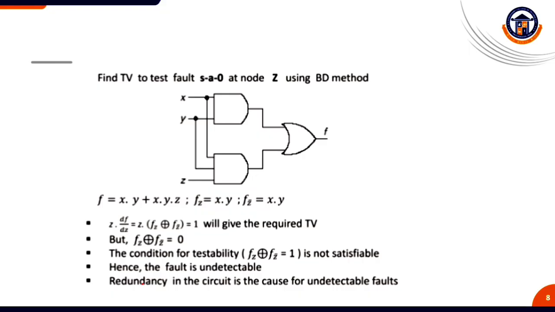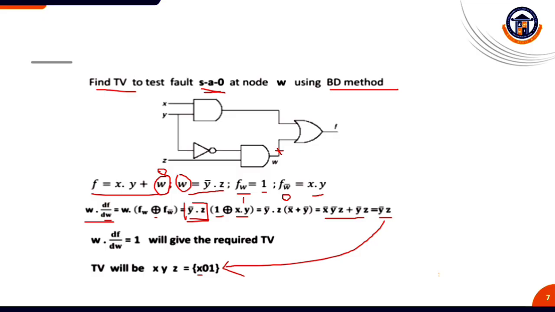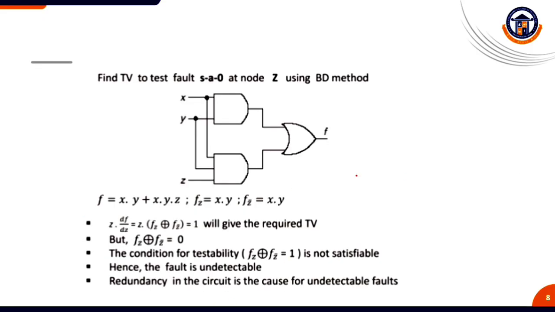Next, similarly, let us consider another example circuit. In this circuit, we can find the test vector using the Boolean difference method. The circuit has three inputs x, y, z. The output is f. The expression of this circuit is f equal to x dot y plus x dot y dot z. As usual, we need to find both fz and fz bar.